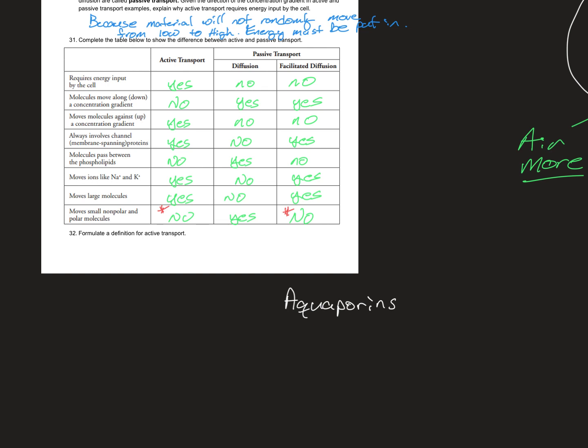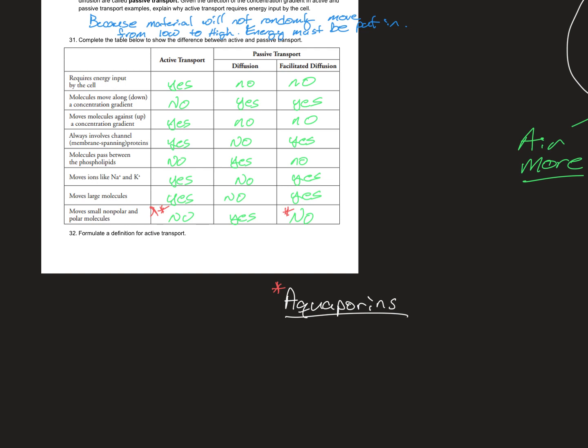Aquaporins move water, a lot of water, from high to low. They're passive transport, so they're a form of facilitated diffusion, and water molecules are small and polar. They can pass through the membrane without help, but cells do use aquaporins to move them much more quickly through the membrane.